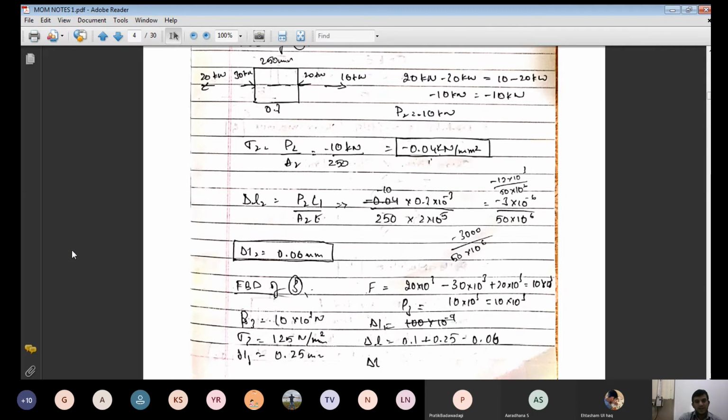Next, the free body diagram for portion 3. The student has not done portion 3 and directly given the values here. You should calculate the free body diagram, then substitute. Now tell me the final answer. Those who got the final answer, you can unmute yourself and tell me the answer. What is delta L? Tell me only the delta L answer.